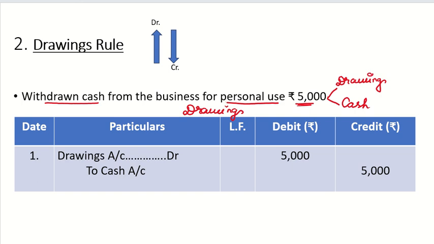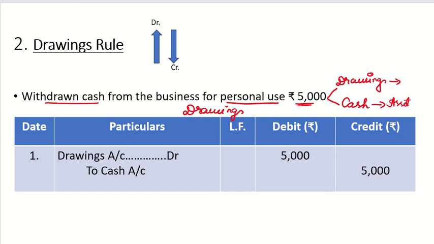Now drawings are what? Which account gets affected here? Drawings account. Here the drawings rule will get affected. And what is cash here? Cash is an asset. So here the asset rule will be applied.